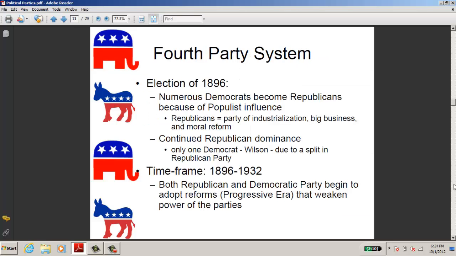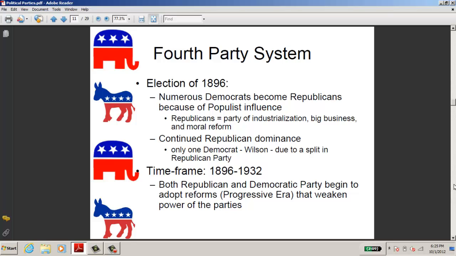Now the fourth party system. And now this is going to start to get a little weird, because up till now, every time we have a new party system, we have a new political party. But that's going to stop. And instead, when we have a party system from this point forward, what you'll notice is that it's not the Republicans or the Democrats changing, it's who supports the Democrats or Republicans that is changing. So case in point, in the election of 1896, many Democrats flee their party and become Republicans because of the populist influence.